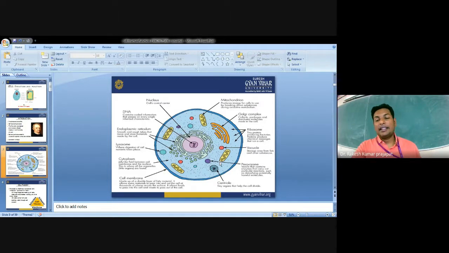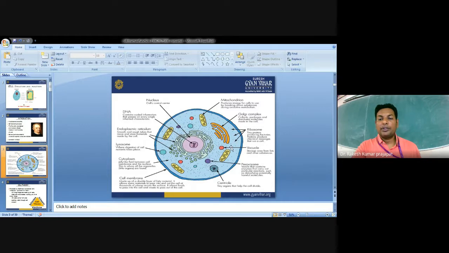Next cell organelle is peroxisomes. Peroxisome is just a vesicle-like structure which contains different enzymes that carry out particular reactions, such as detoxifying potentially harmful molecules. Next is vacuole. Vacuole stores fat and other substances.